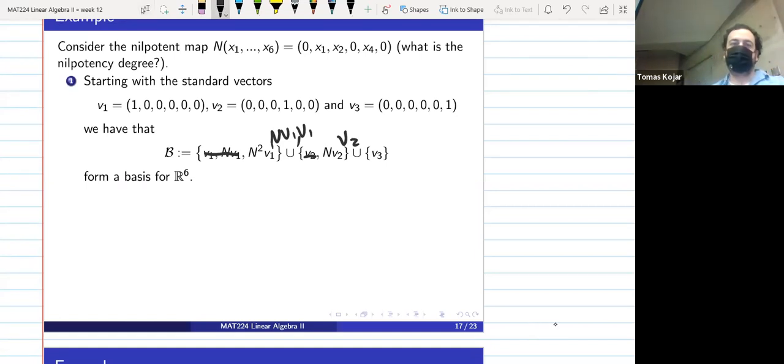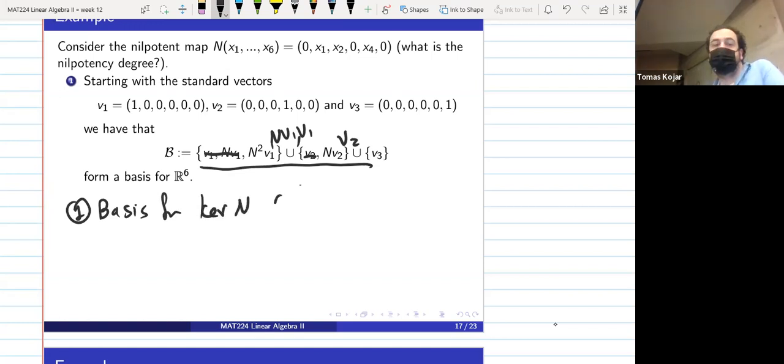So the question is, why start with these 3 vectors, v1, v2, v3? Let me explain how you build the cycles. Let's do it once again, building this basis. First, you find the basis for the kernel.